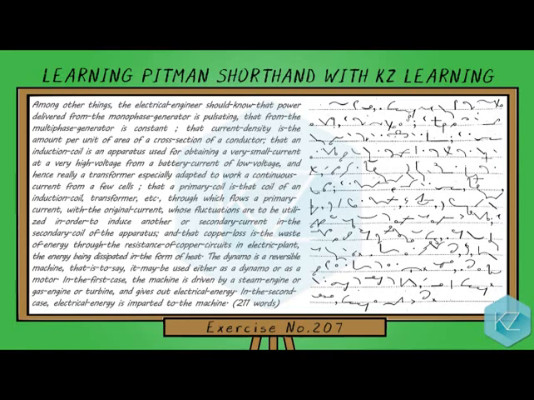The dynamo is a reversible machine, that is to say, it may be used either as a dynamo or as a motor. In the first case, the machine is driven by a steam engine or gas engine or turbine, and gives out electrical energy.